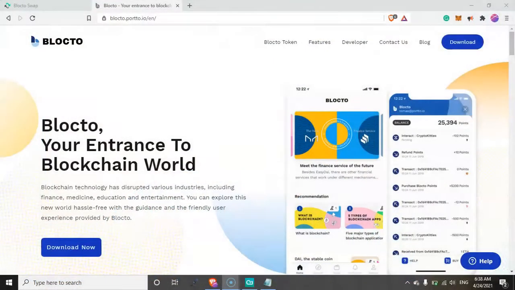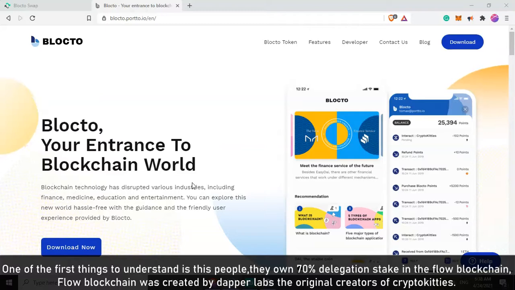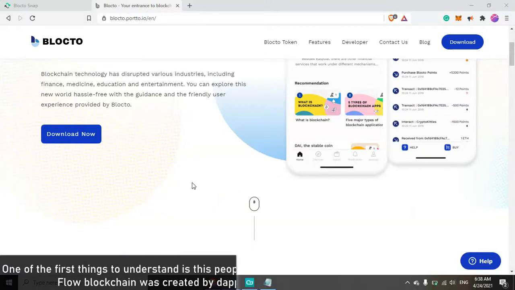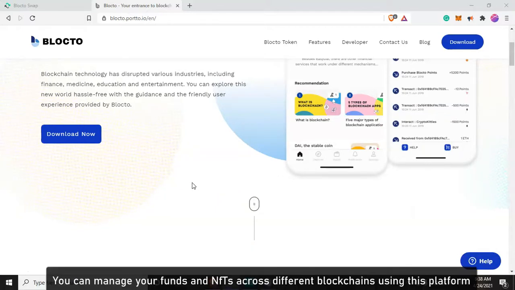The Blocto system is a system that puts everything together to give a seamless experience. Okay, so let's start. One of the first things you have to understand is that these people own, I think, 70% stake when it comes to delegation on the Flow blockchain. This is a blockchain created by those guys at CryptoKitties. And then you can manage your funds, you can manage NFTs across different blockchains using this platform.